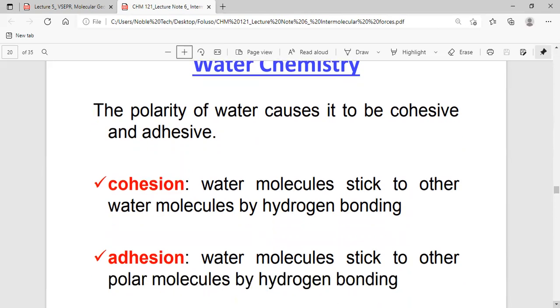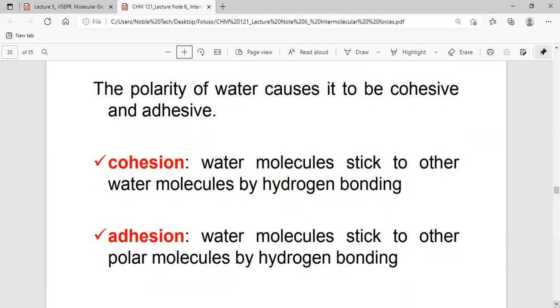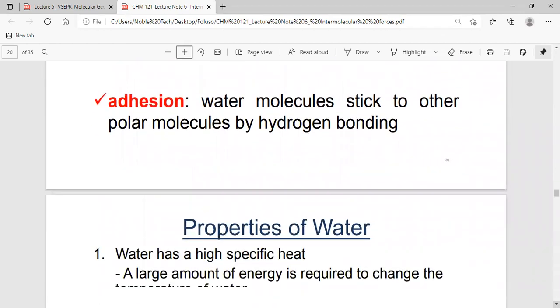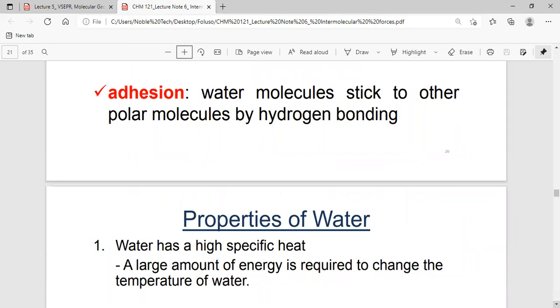Then adhesion is the ability of water to stick to the wall, or to stick to other polar molecules, to stick to the wall of the container. This is also caused by hydrogen bond.